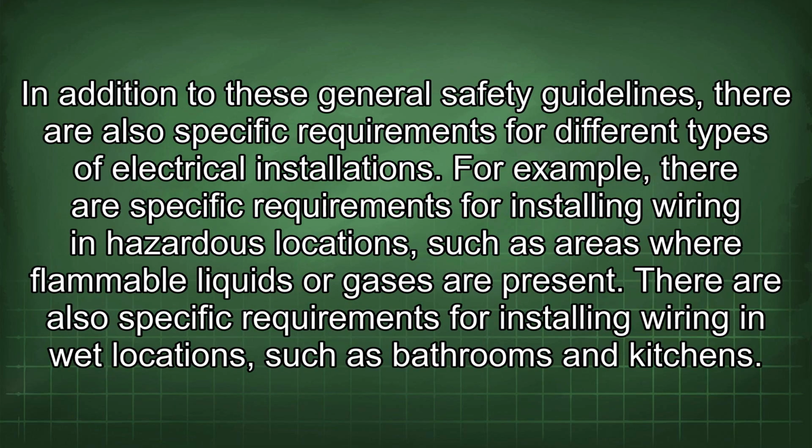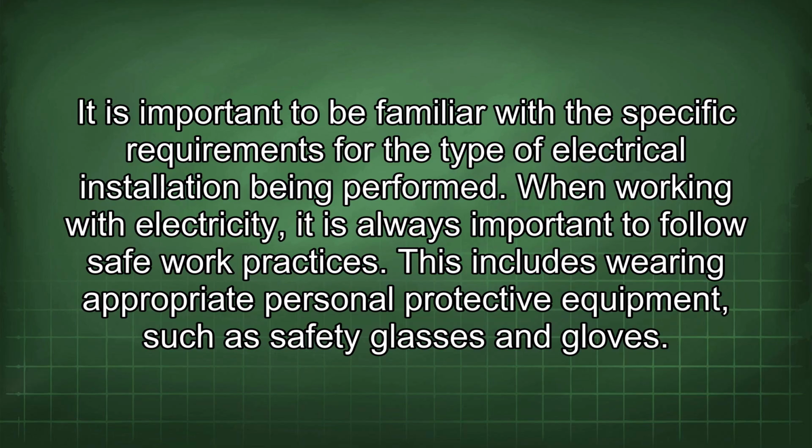In addition to these general safety guidelines, there are also specific requirements for different types of electrical installations. For example, there are specific requirements for installing wiring in hazardous locations, such as areas where flammable liquids or gases are present. There are also specific requirements for installing wiring in wet locations, such as bathrooms and kitchens. It is important to be familiar with the specific requirements for the type of electrical installation being performed.